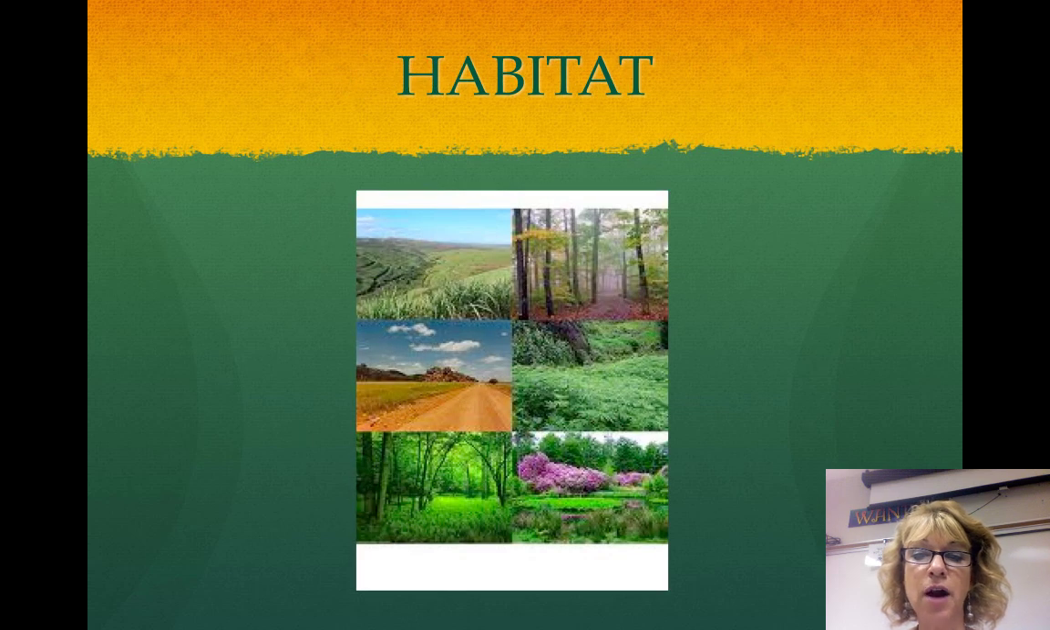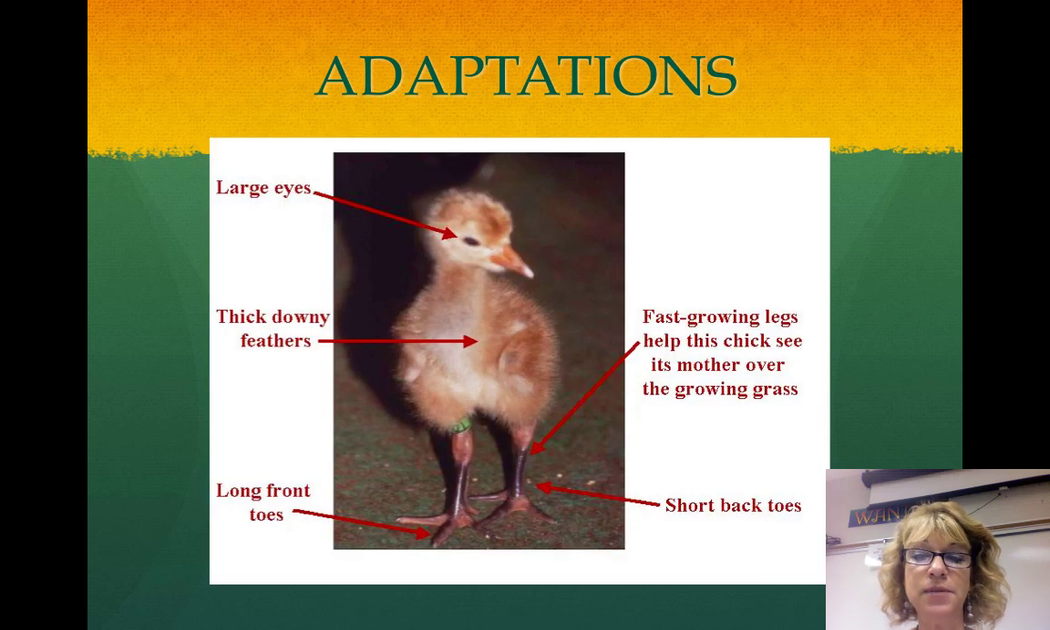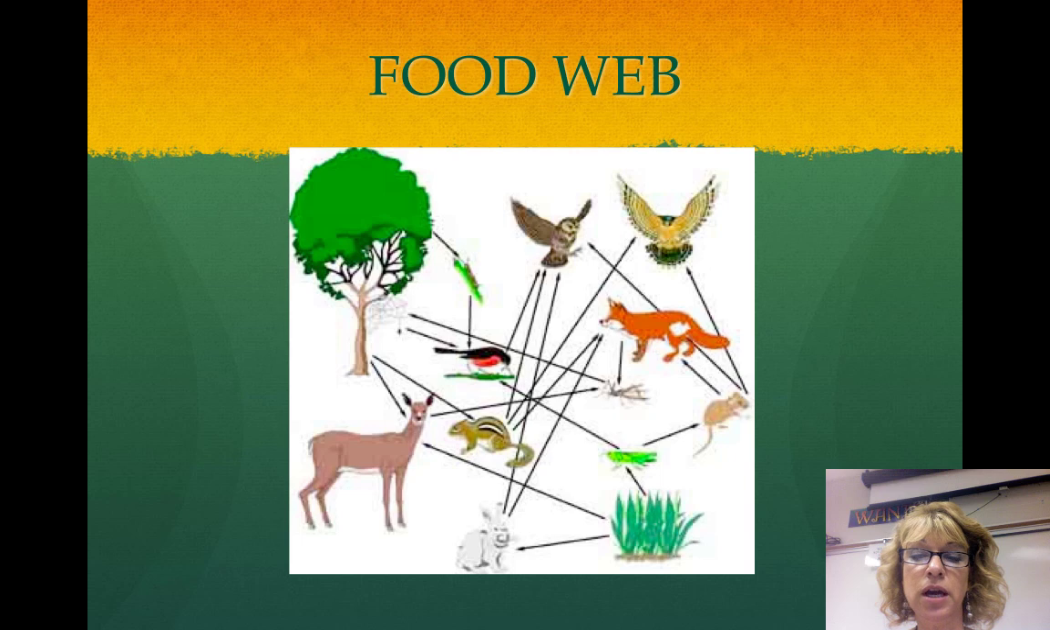The particular environment in which an organism lives is its habitat. The set of physical and biological conditions a species requires to survive, grow, and reproduce is a niche. Organisms have adaptations that help them to better survive and reproduce in their environments. Remember that a community includes all interacting species in an area.